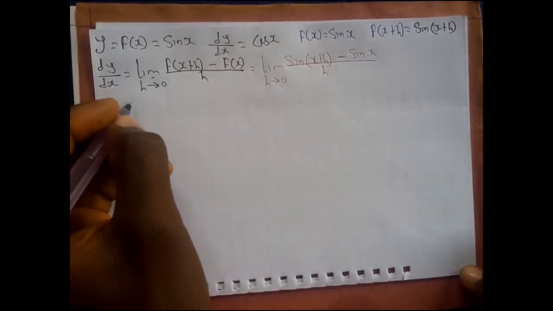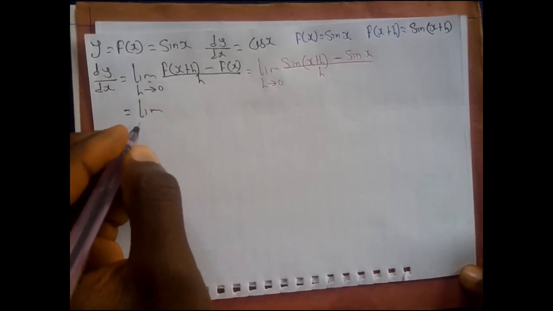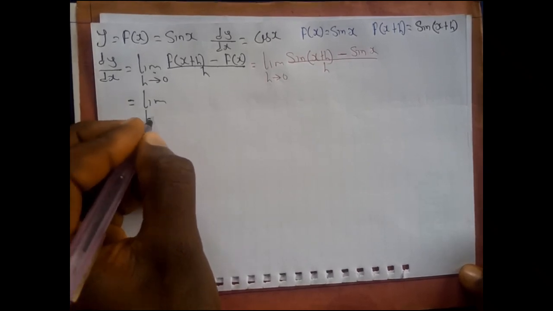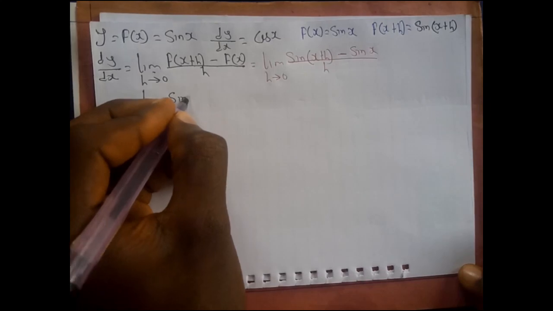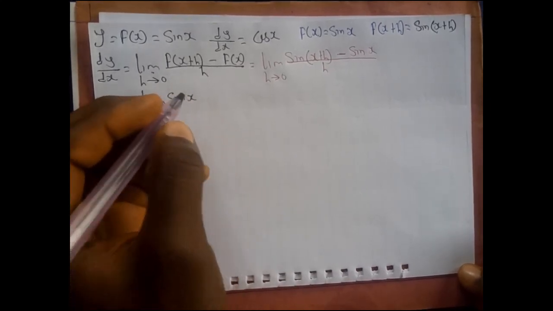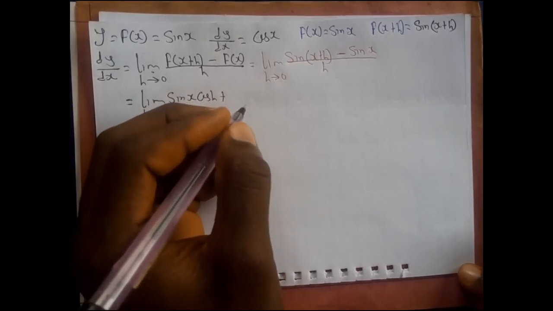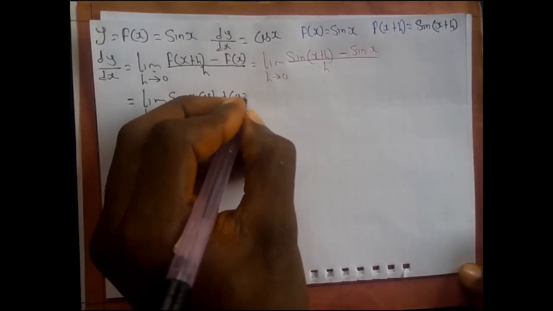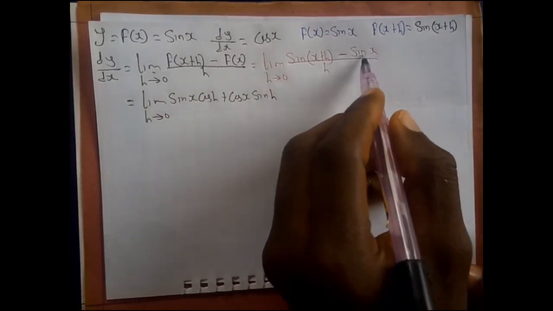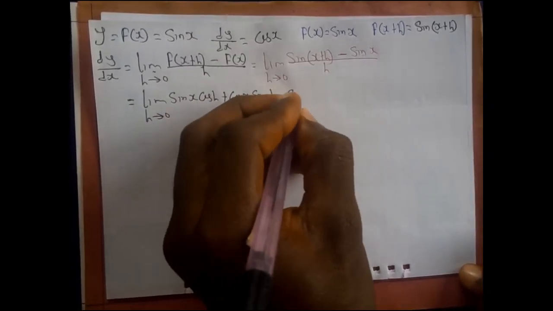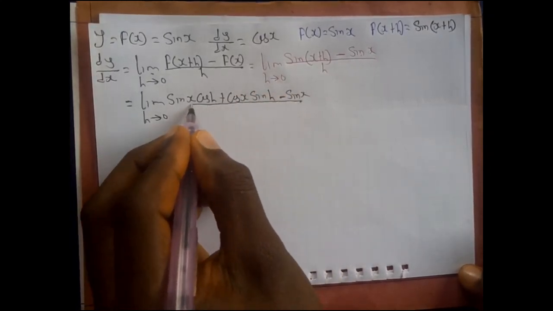So therefore we have dy/dx equal to the limit as h approaches 0. So we now have sine of the first one, sine x, cos of the second one, cos h, plus cos of the first one, cos x, sine of the second one, sine h. Then we still have the subtraction of sine x, then we still have a division by h.